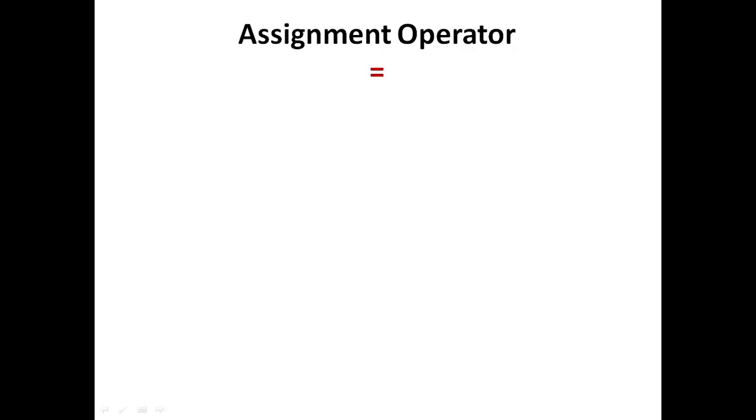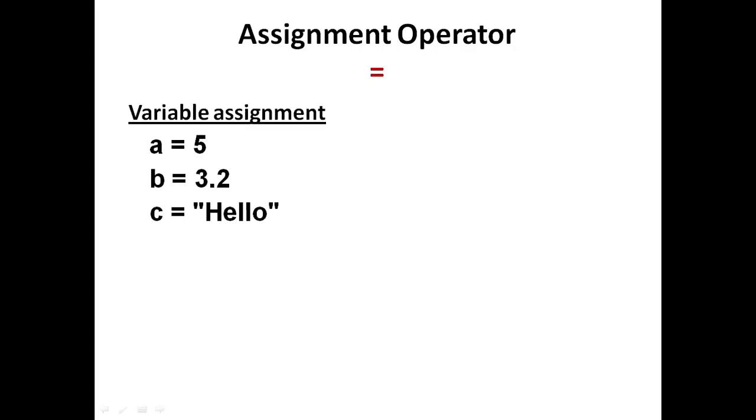Next one is the assignment operator. It is used to assign some value to some variable. Like in this case we have three variables a, b and c. a has been assigned 5, b has been assigned 3.2 and c has been assigned a string.